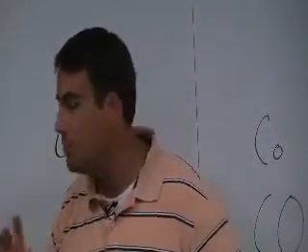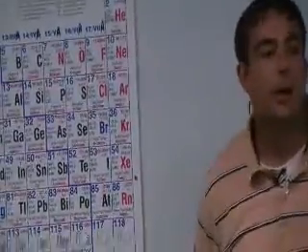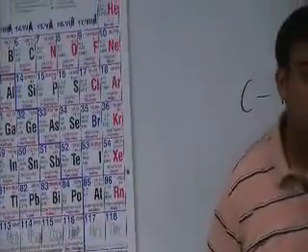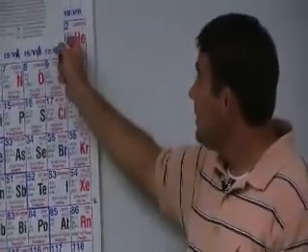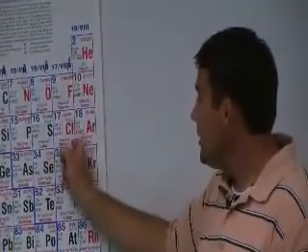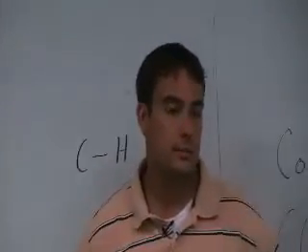But here's what's kind of important. Fluorine, chlorine, bromine, iodine, and astatine, these are called the halogens. You know, the same thing you're talking about with the halogen lamps. And then helium, neon, argon, krypton, xenon, and radon, these are called the noble gases.